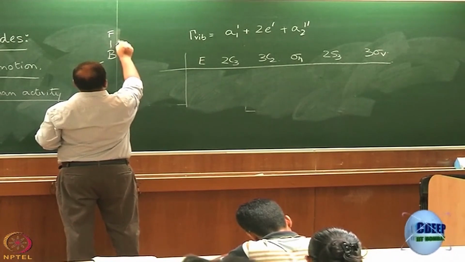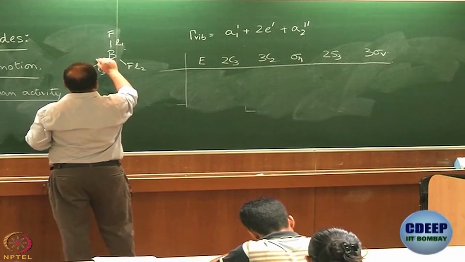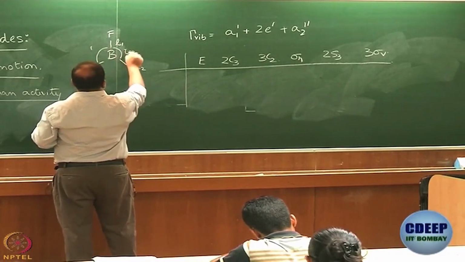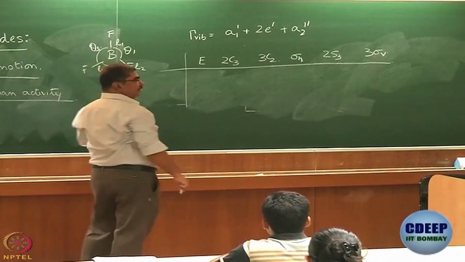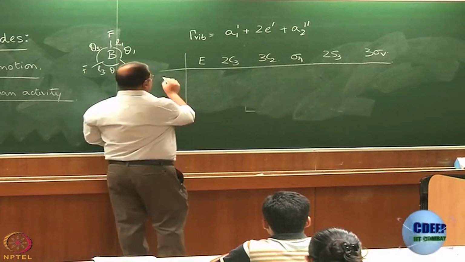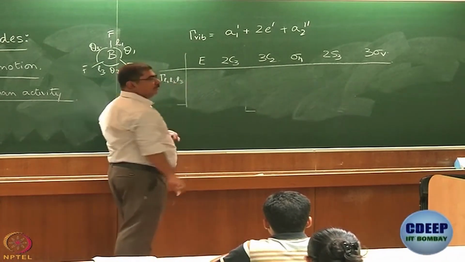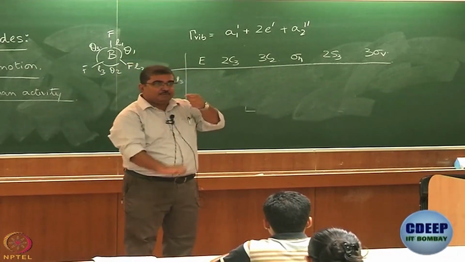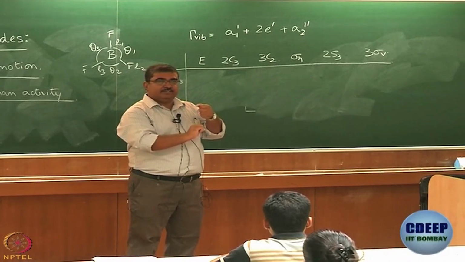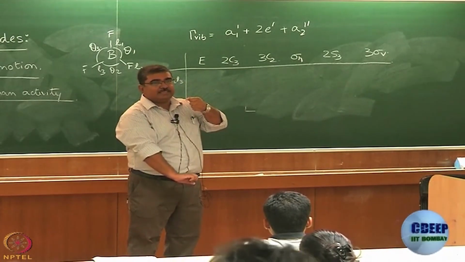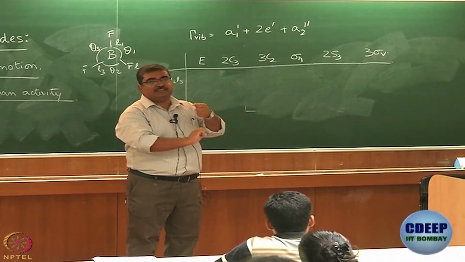Let me call these bond lengths L1, L2, L3 and let me call these angles theta 1, theta 2, theta 3. Okay. So, what is gamma of L1, L2, L3? Can we figure that out? So, I am now taking each bond as a coordinate. So, when it stretches, it is plus L1, plus L2, plus L3. When it compresses, it is minus L1, minus L2, minus L3.